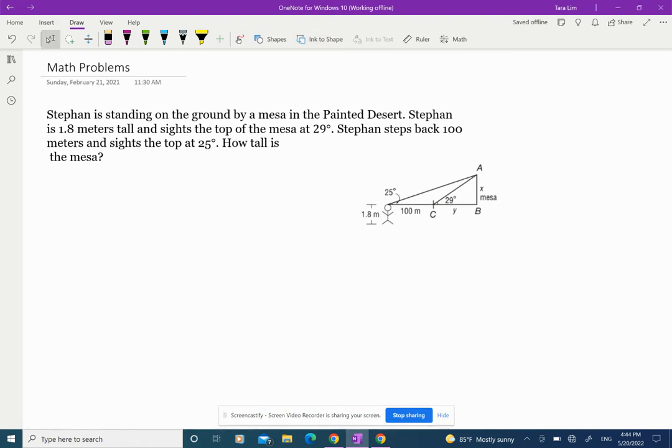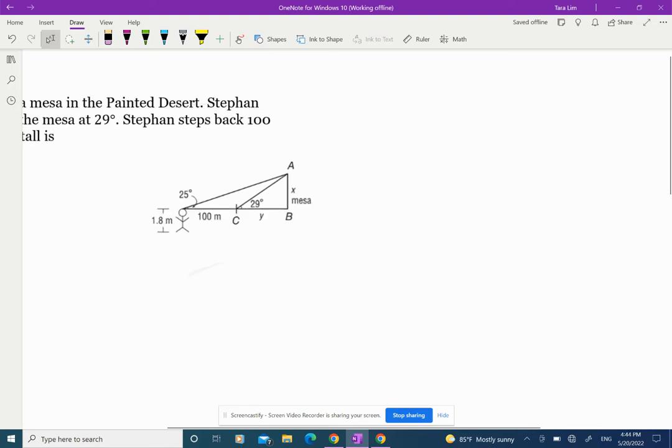So here is a word problem about trigonometry. Stefan is standing on the ground by a mesa in the Painted Desert. Stefan is 1.8 meters tall and sights the top of the mesa at 29 degrees. Stefan steps back 100 meters and sights the top at 25 degrees. How tall is the mesa?